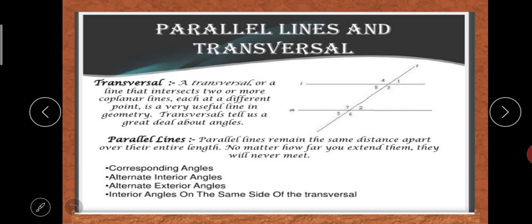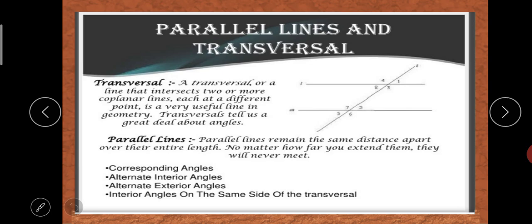Now transversal. See here, a transversal is a line that intersects two or more coplanar lines, each at a different point. It is a very useful line in geometry. Okay. Now a transversal tells us a great deal about the angles. When two parallel lines are given and one transverse line intersects them at different points, it forms many angles there. Okay. Now first, study about the parallel lines.